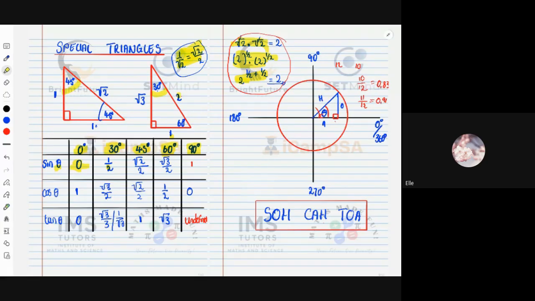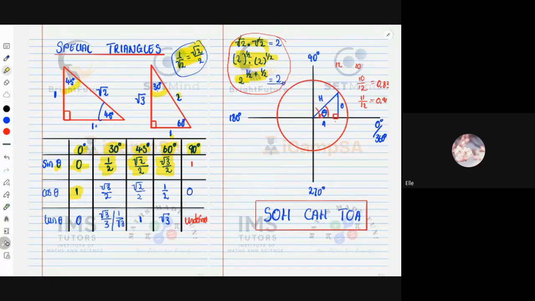expected to actually know these ratios, because sometimes you'll find a question that says solve this question without using a calculator. Maybe they say sine theta, and you are expected to know that sine theta is equal to 1 over 2. So you are expected to know these ratios. Familiarize yourself with this table, or rather, just familiarize yourself with these triangles that I draw here.